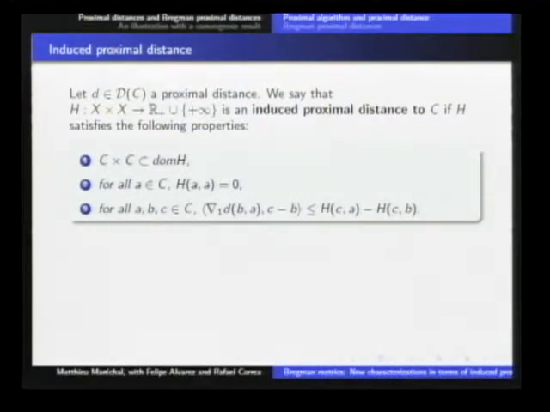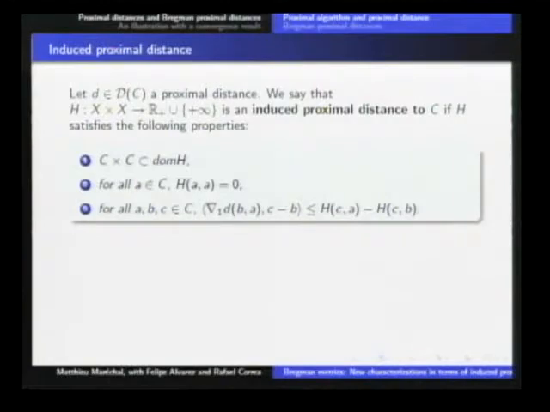Thus I introduce what the induced proximal distance is. The induced proximal distance is a tool to study the convergence of the proximal algorithm. It is a non-negative function which is equal to 0 on the diagonal and satisfies this inequality. The objective of this inequality is to know at each step how much we decrease during the algorithm.